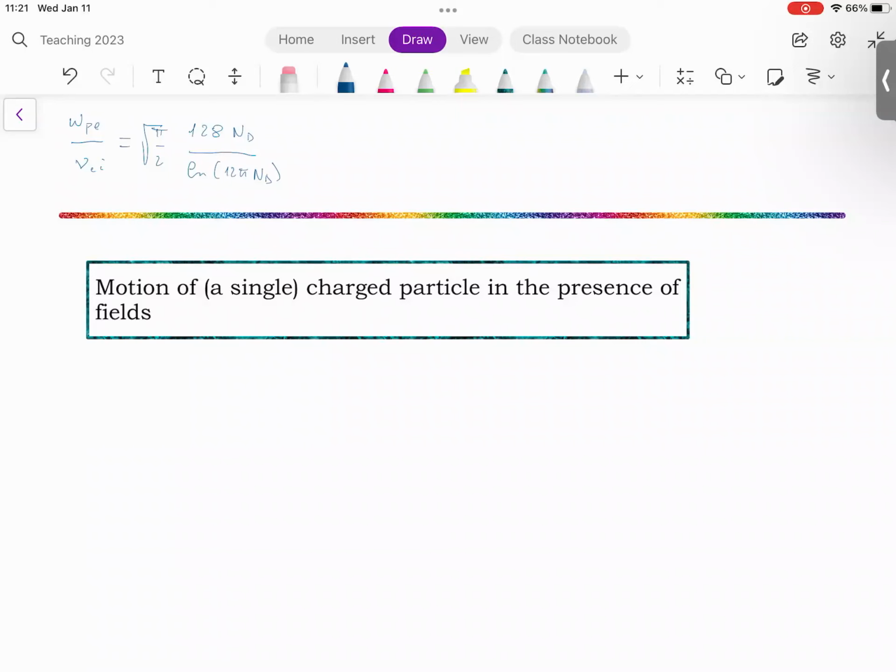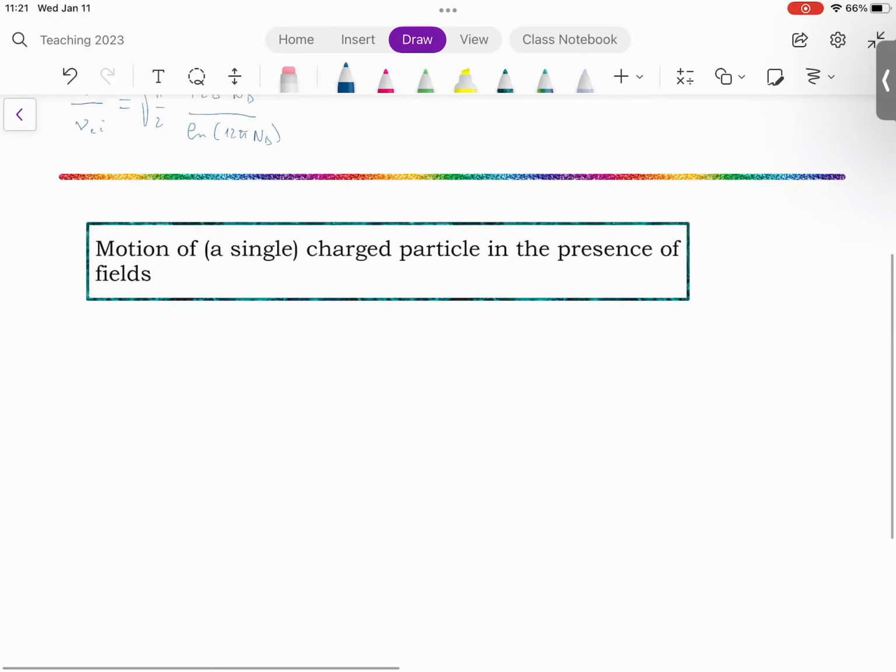But always keep in mind, eventually we'll have to come back to a collective behavior of a plasma. The plasma itself is going to modify electromagnetic fields. And we will, in fact, see some hints of that pretty soon.